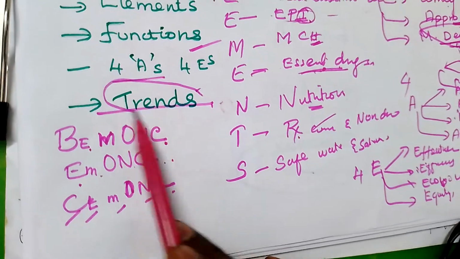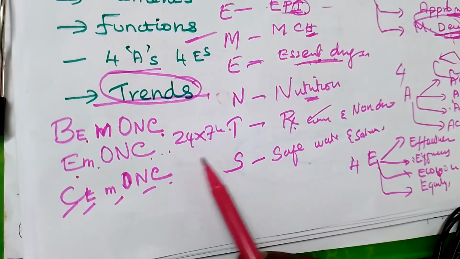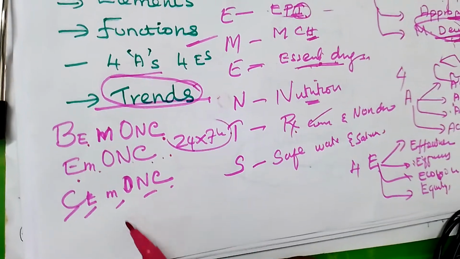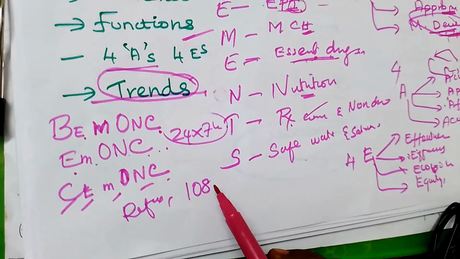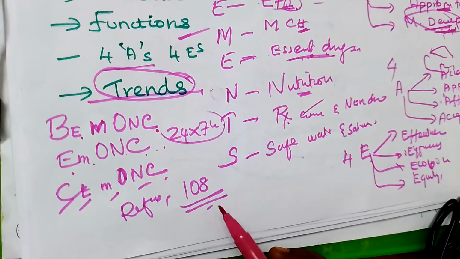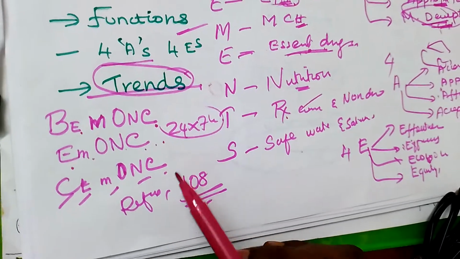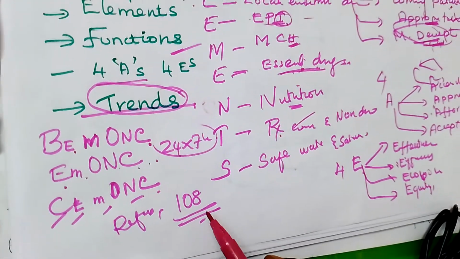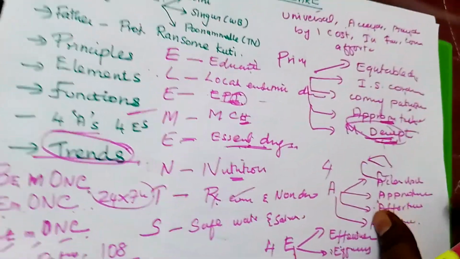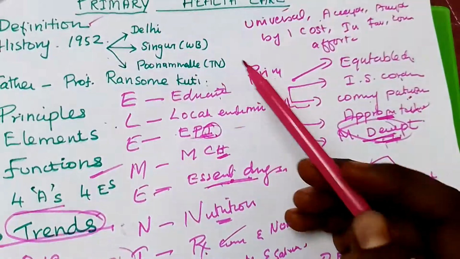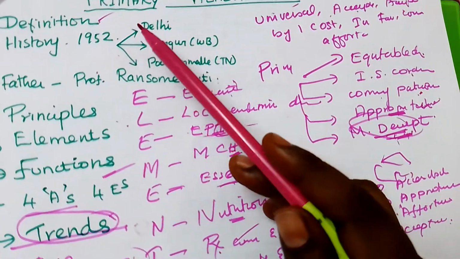This is the current trend, and it is a 24 by 7 service. Doctors will be available at all times, good referral services, ambulance services will be available, 108, though according to the state the number will change. So this is about the current trends in primary health care. In this chapter, when this big question comes, you can start either with the definition or with the introduction.